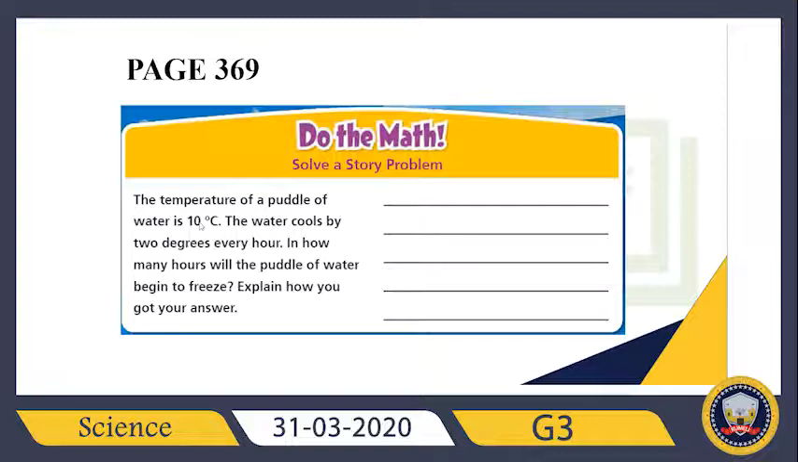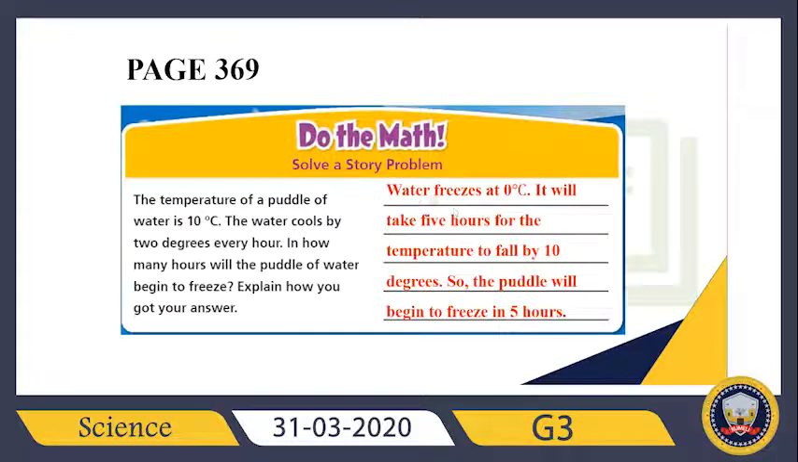In the first hour it will be 8 degrees Celsius. In the second hour it will be 6 degrees Celsius, right? So we can say water freezes at 0 degrees Celsius. It will take 5 hours for the temperature to fall by 10 degrees, because in each hour it just gets lower by 2 degrees Celsius. So the puddle will begin to freeze in 5 hours.